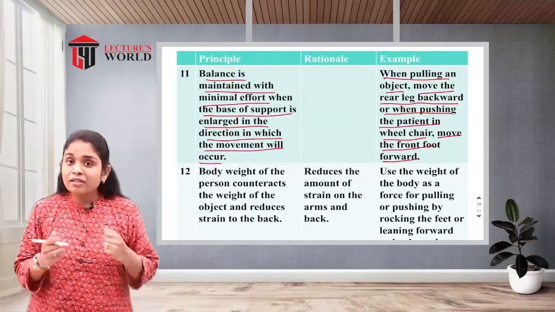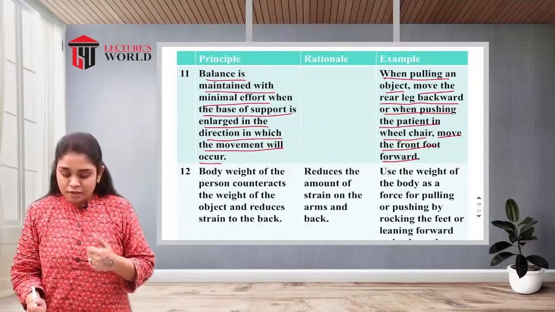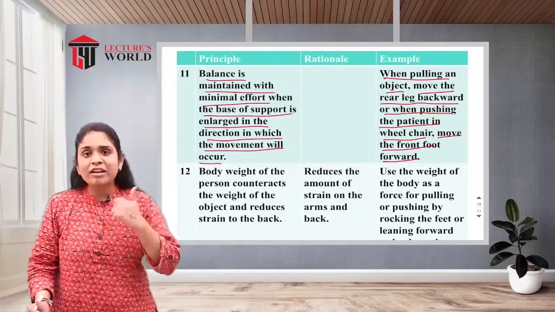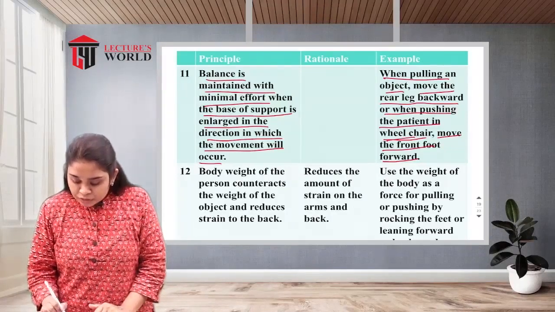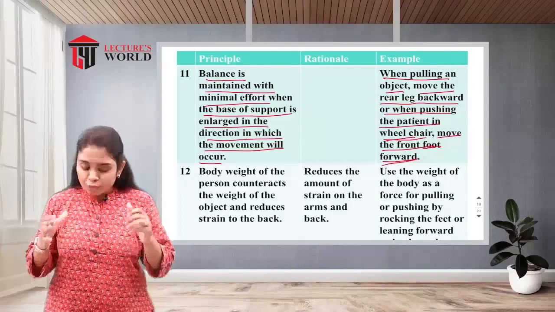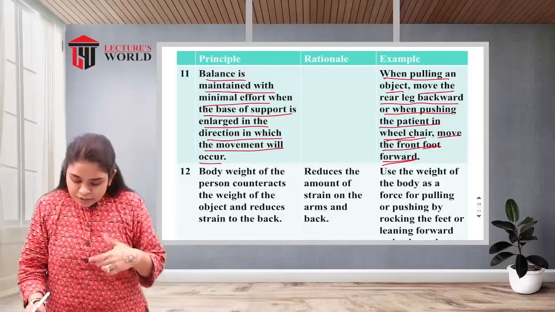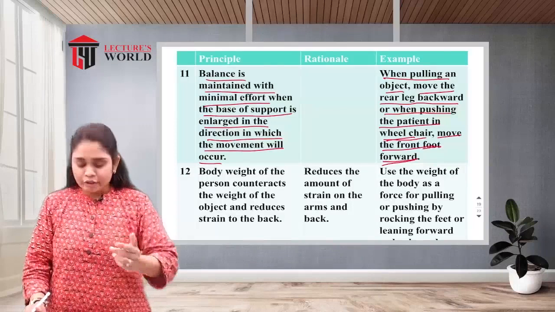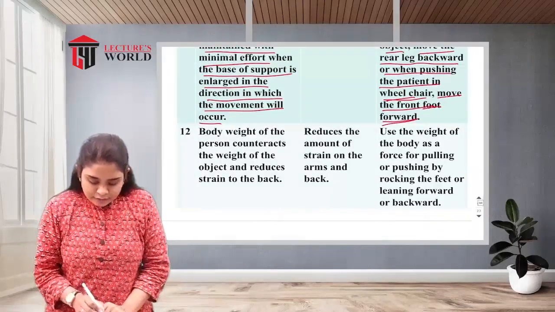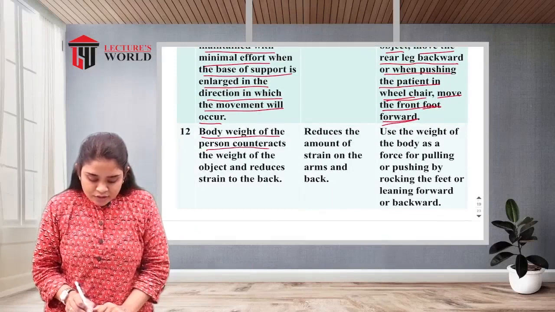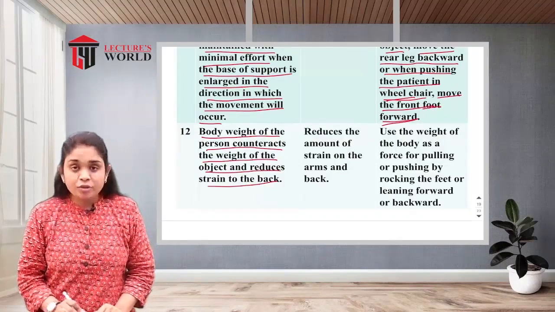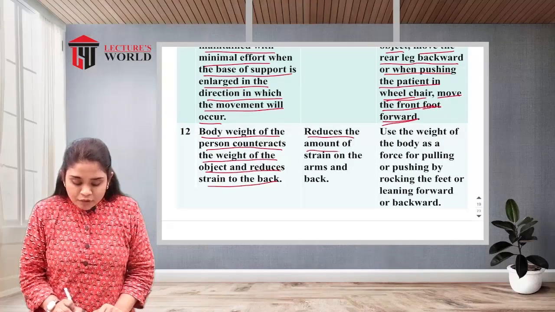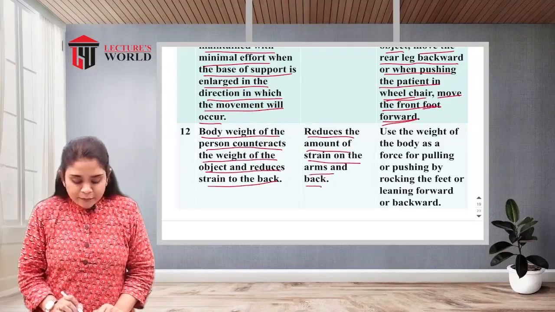So when we are pulling something, make sure you are moving the rear leg backward also. Okay, when pushing the patient in the wheelchair, move the front foot forward. When we want to push something, that time we will move the front foot forward. Okay. Then after, body weight of the person counteracts the weight of the object and reduces the strain on the back. So why we need to do this, the rationale behind this, is to reduce the amount of strain on the arm and the back.